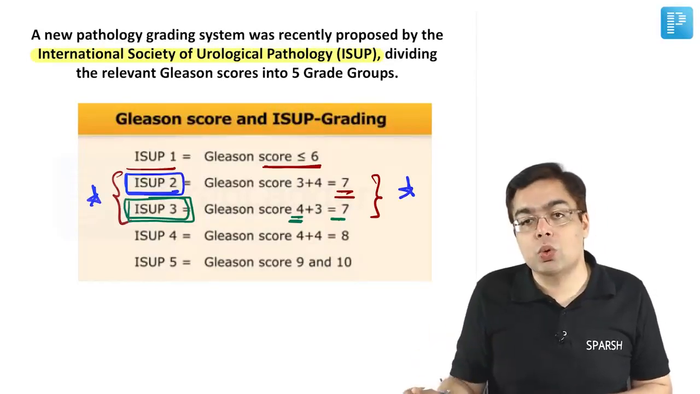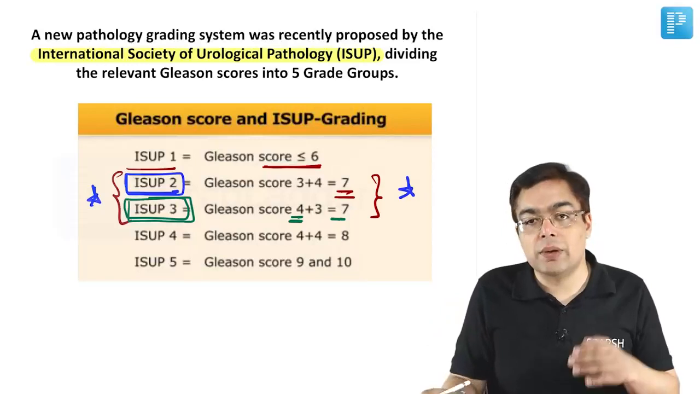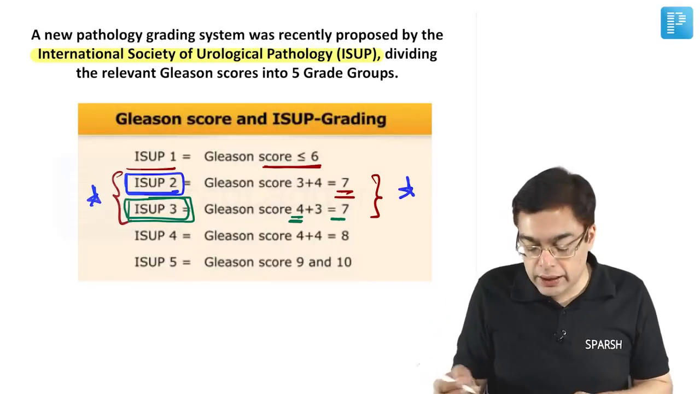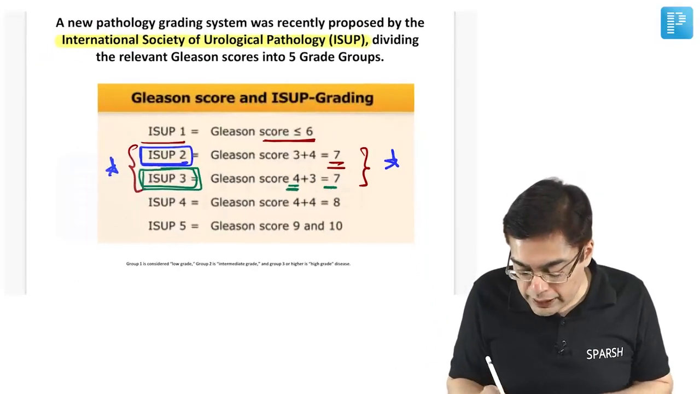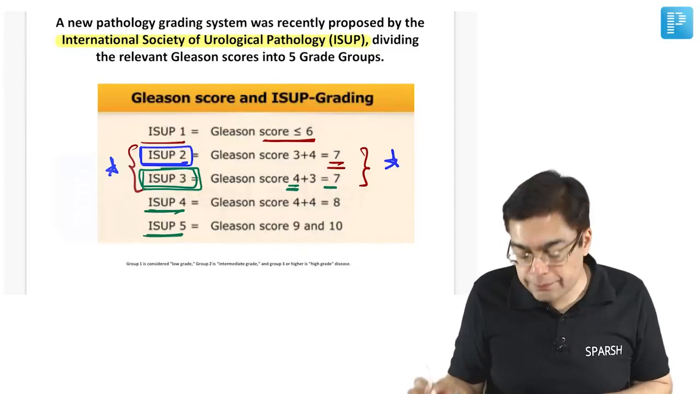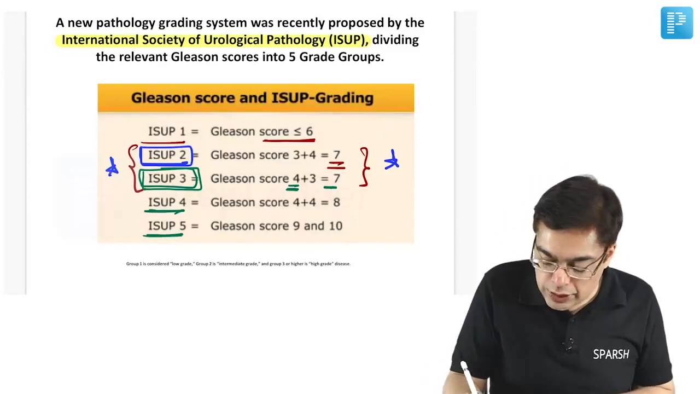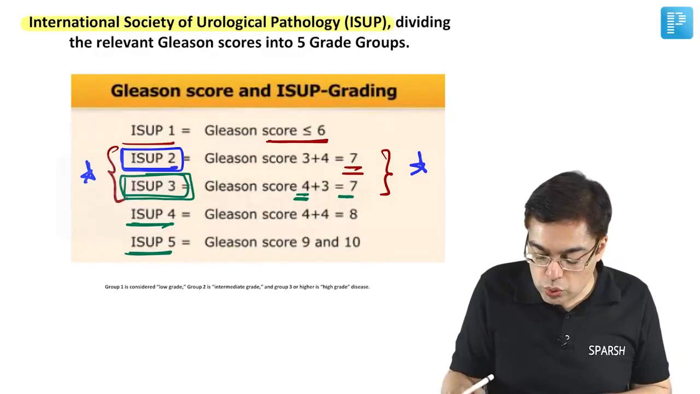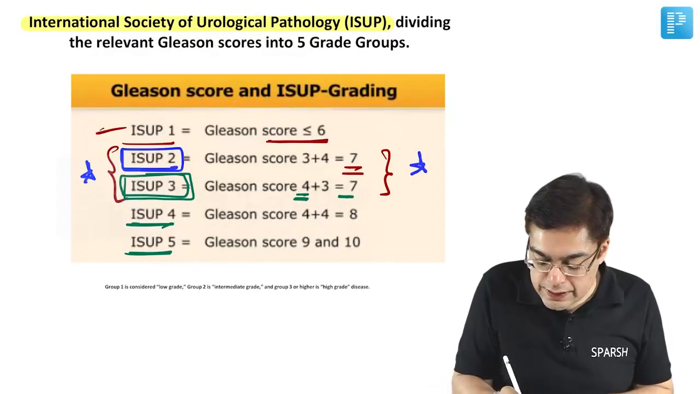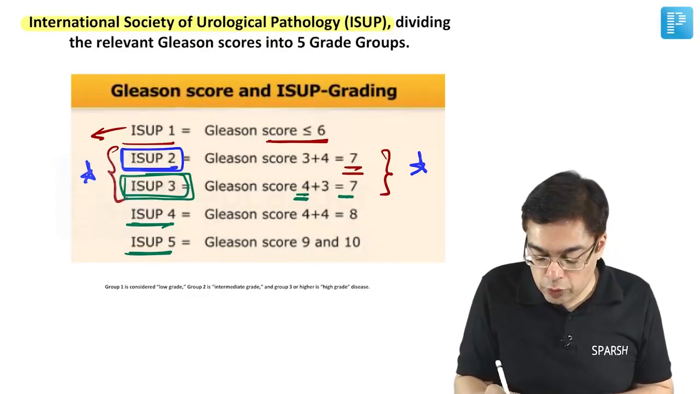If you get a score greater than 7, that would be 8, 9, or 10. That can accordingly be given the name of ISUP 4 and ISUP 5. Why that practically translates into this is that when you have a score of, let us say, 6 or less, that would be group 1.